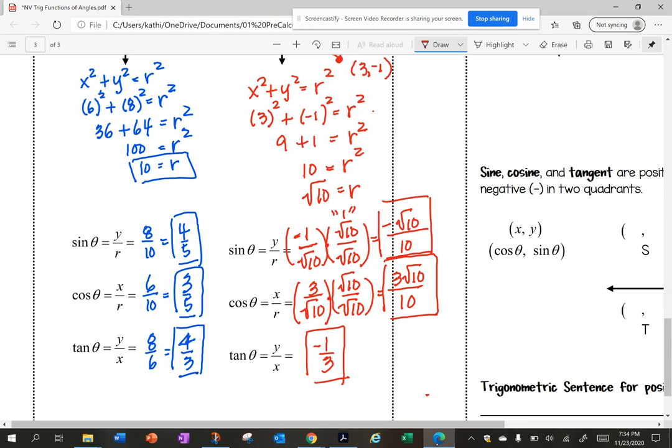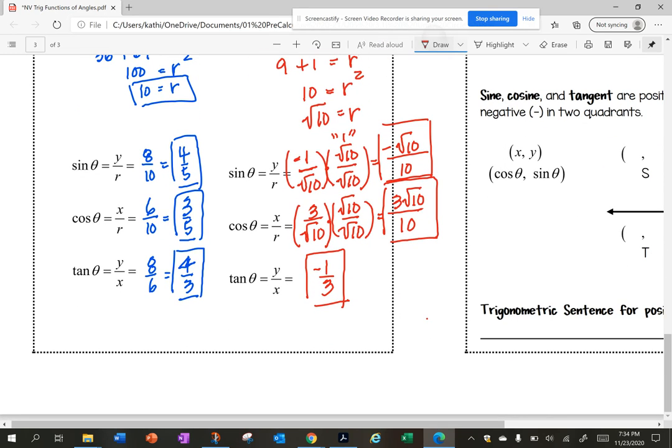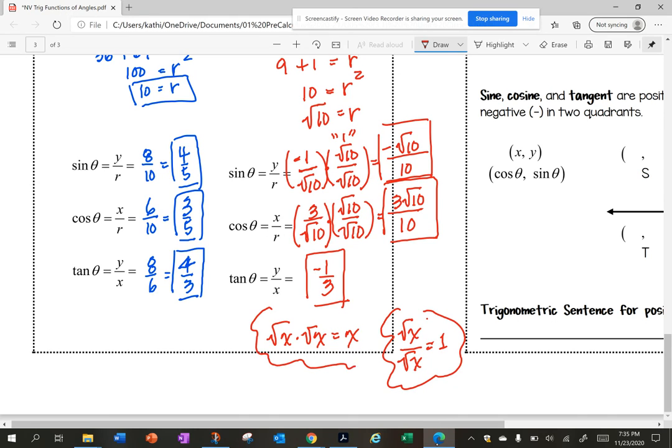Okay, so just a reminder for working with radicals, I want to focus on that I know the square root of x times the square root of x always equals x. And the square root of x divided by the square root of x always equals 1. Anything divided by itself is 1. So I will use these two a lot with trig.